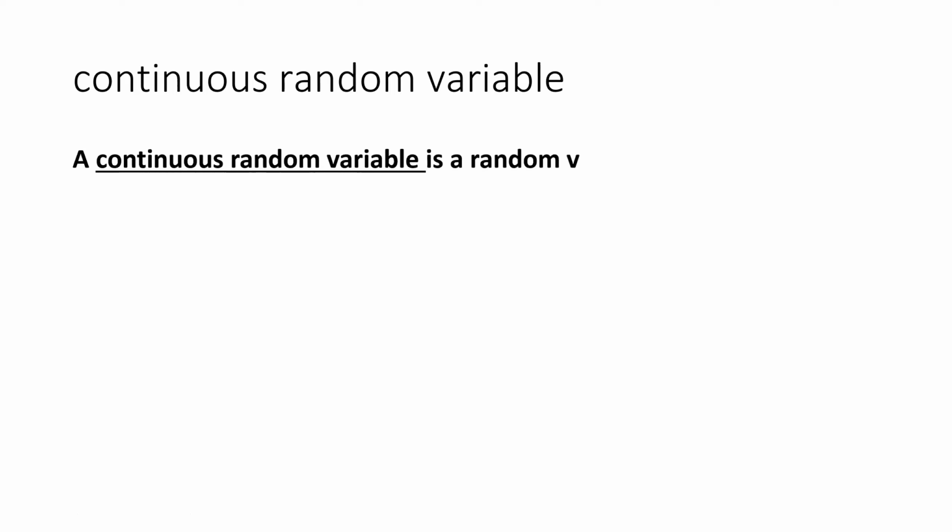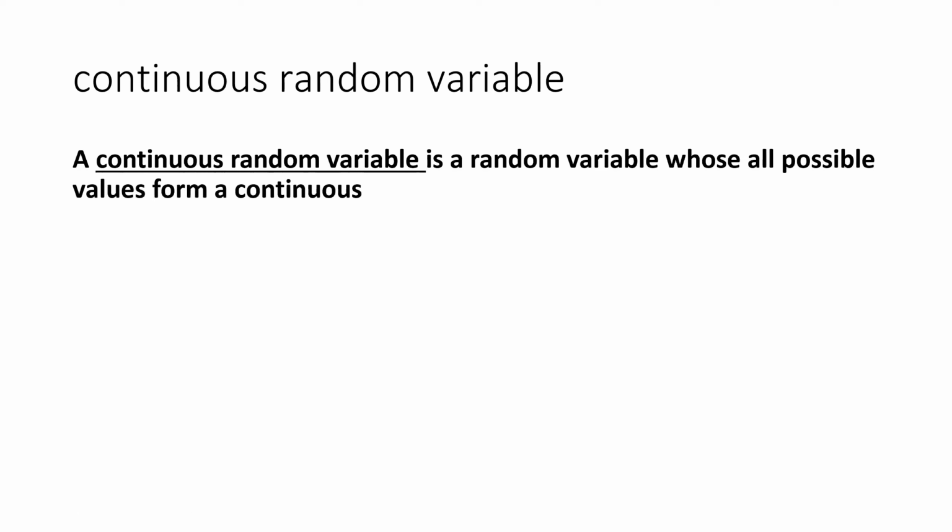Well, let's take a look at continuous random variables. The definition: a continuous random variable is a random variable whose possible values form a continuous interval. Some examples include the income of a randomly selected household.